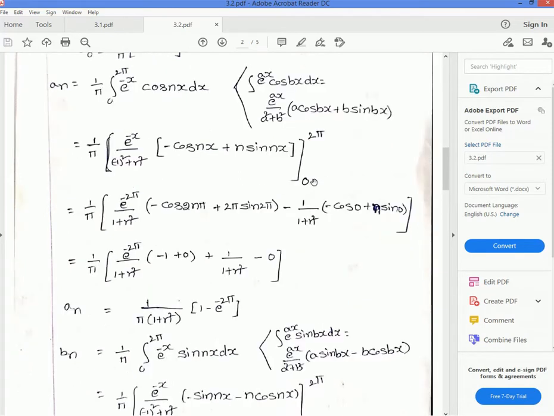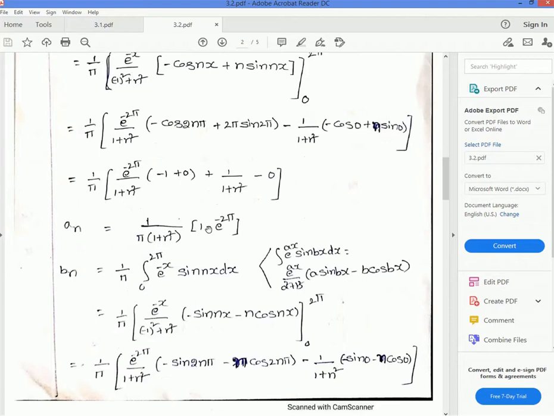Now substitute the upper and lower limits. Upper limit is 2 pi: e power minus 2 pi by 1 plus n square, minus cos 2 n pi plus n sin 2 n pi. Minus the lower limit 0: e power 0 divided by 1 plus n square, minus cos 0 plus n sin 0. So e power minus 2 pi by 1 plus n square, cos 2 n pi is 1, so minus 1, plus sin 2 n pi is 0, plus 1 by 1 plus n square, cos 0 is 1, sin 0 is 0. Simplifying, we get 1 minus e power minus 2 pi divided by pi into 1 plus n square.